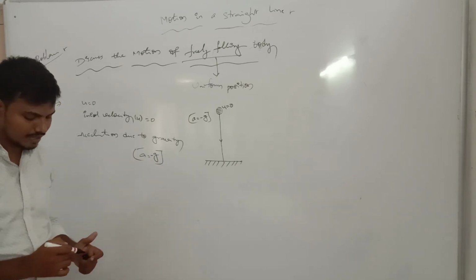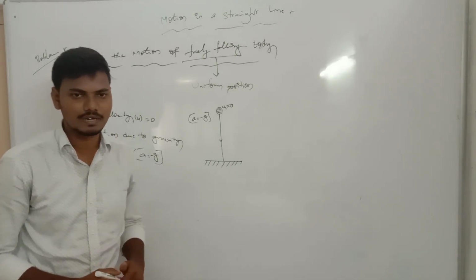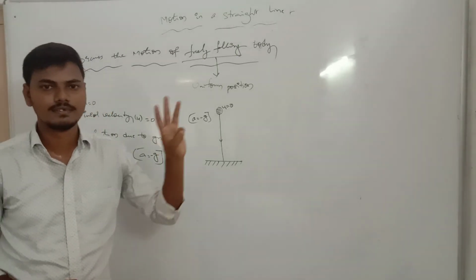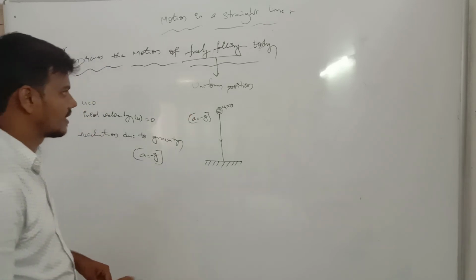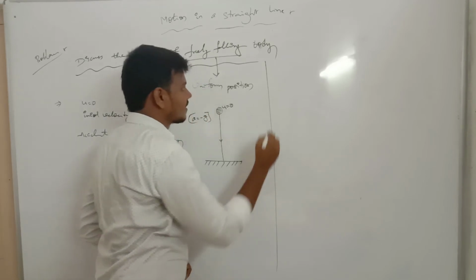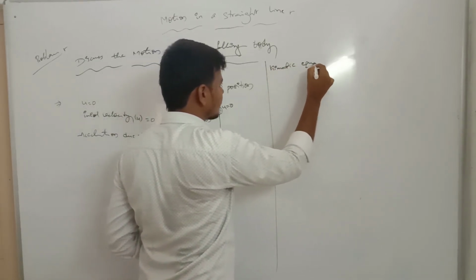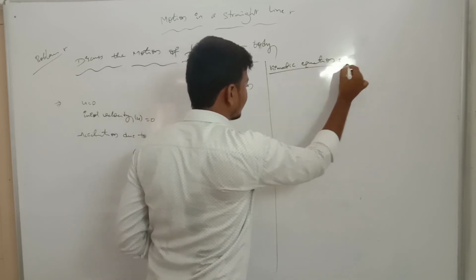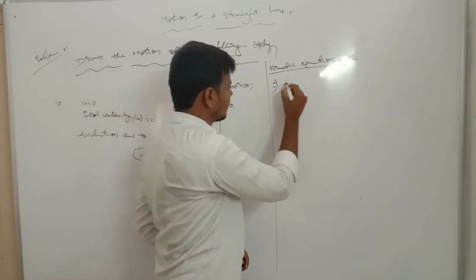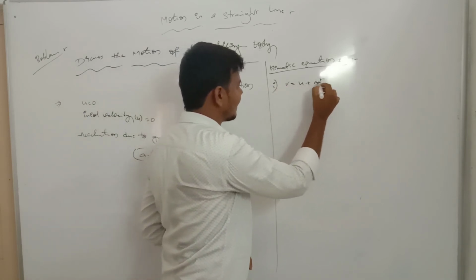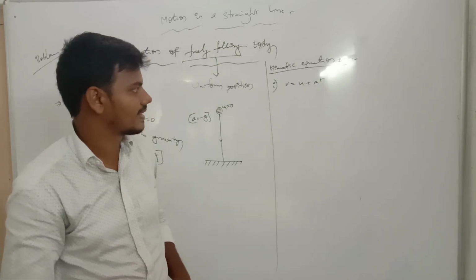Then we are using some kinematic equations from your previous classes, 10th standard. There are mainly 3 kinematic equations. Now the first equation: v is equal to u plus at. This is the first kinematic equation.